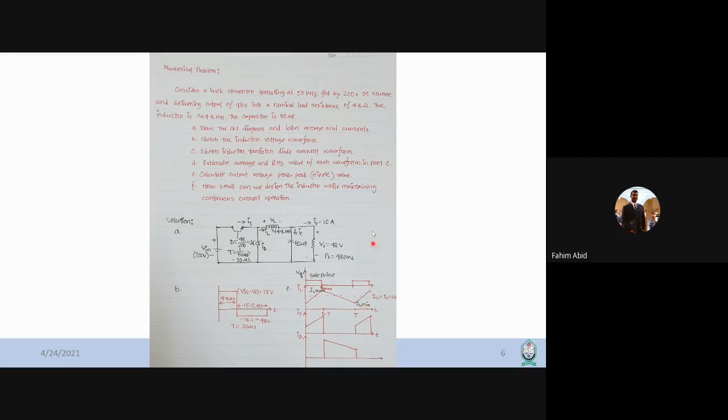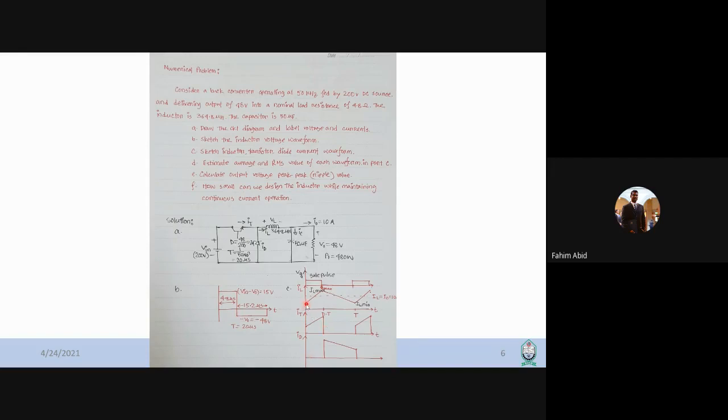So in part D, you are asked to estimate the average and RMS value of each waveform in part C. So whatever values you are getting at part C, you have to basically calculate the value of the average and the RMS value.